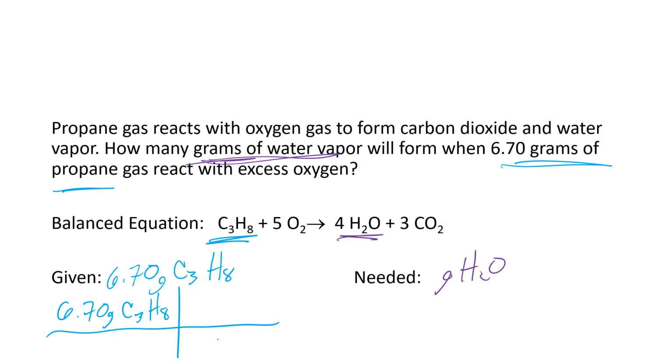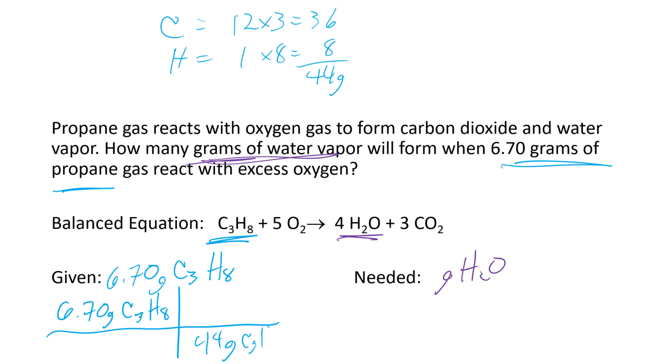So we need to cancel out grams of C3H8. So if you go to the periodic table, carbon weighs 12, and in this case, there's 3 of them, so that's 36. And then H weighs 1, and in this case, there's 8 of them, so that's 8. And then when you add up 36 plus 8, you get 44 grams. So that's going to go on the bottom. And the 1 mole goes on the top.